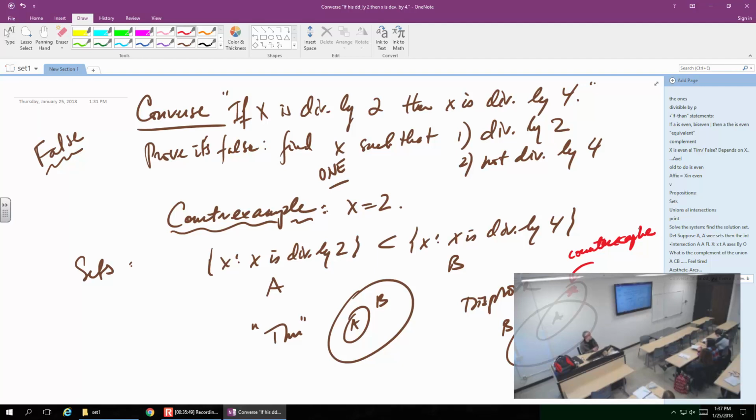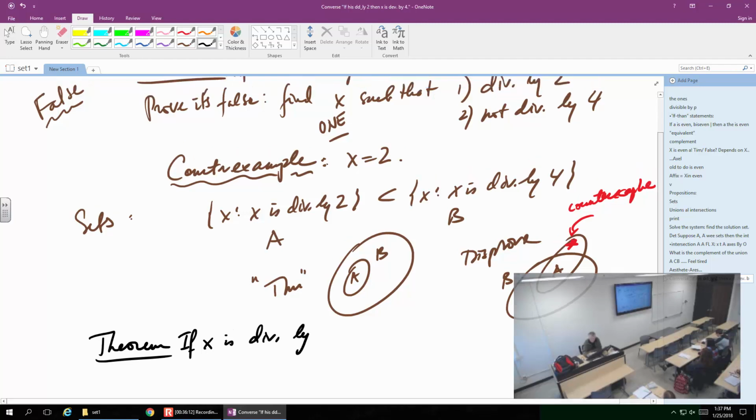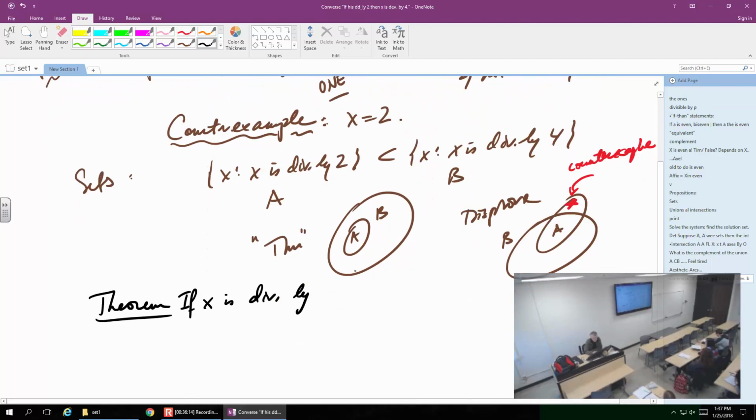What would be an example of a converse that is true? Well, that's going to be next. Let me see if I'm finished here. Okay, so the converse is true. Well, theorem: if x is divisible by 6, then what?